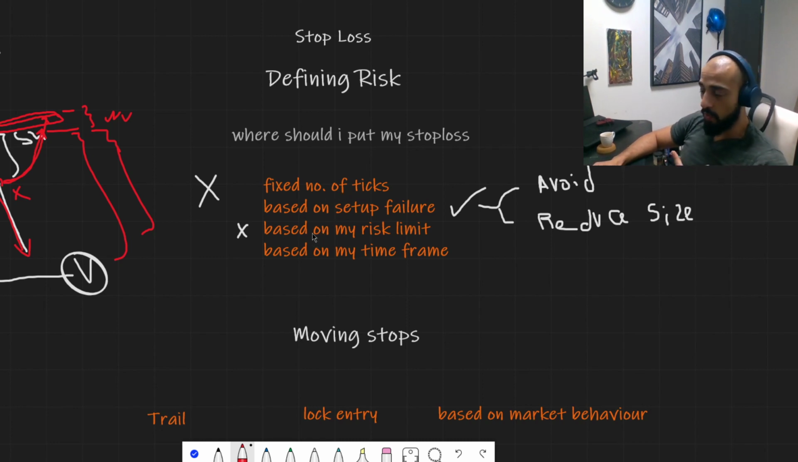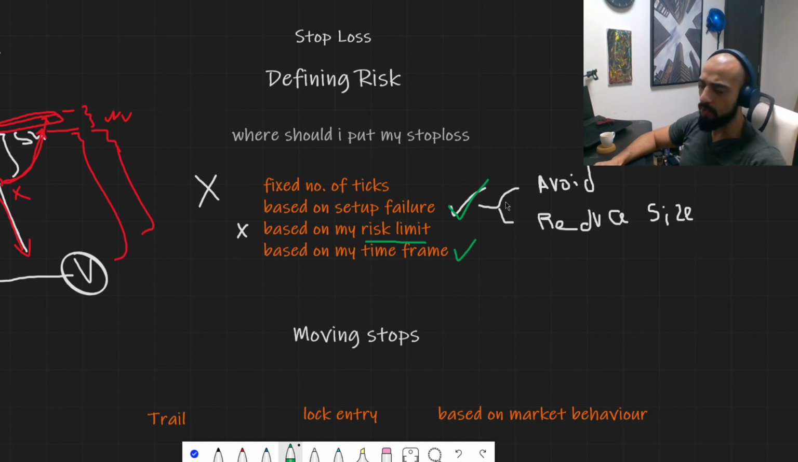Try always to identify the setup in front of you. If the setup failed, that means you're wrong, and this is the right place to get your stop loss in place based on my risk limit. Of course not, you have to identify where the setup is wrong, not based on how much money you put on the day, and also based on your time frame. You have to consider these elements.